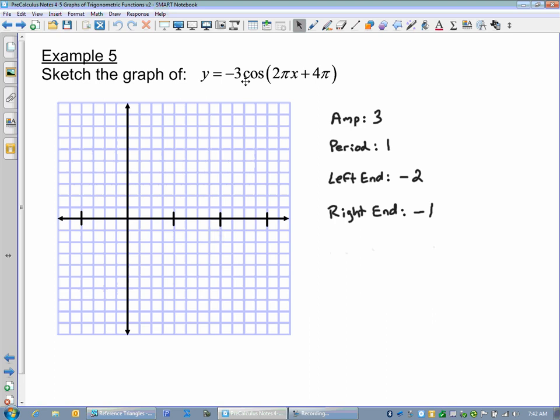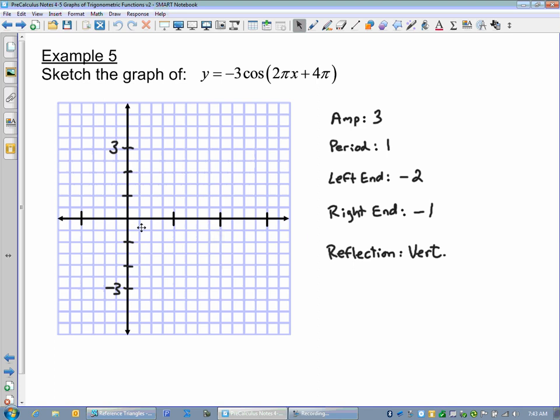Now, we do have to also recognize that we have a negative sign on the outside, so this graph will be reflected vertically, and we have to remember that when we're doing our shape. In other words, let's look at our scale though. Since our amplitude is 3, I want to make sure I have enough room to go plus and minus 3 vertically. So here's +3, -3.